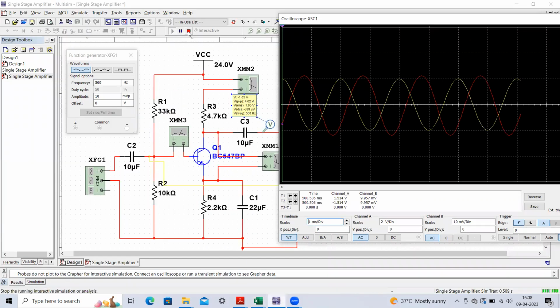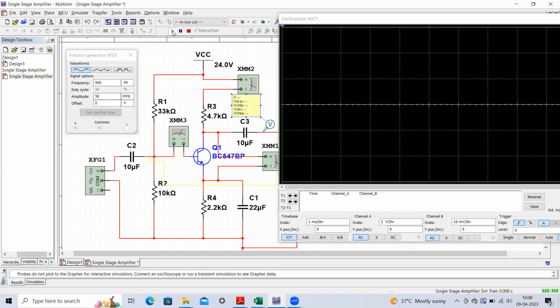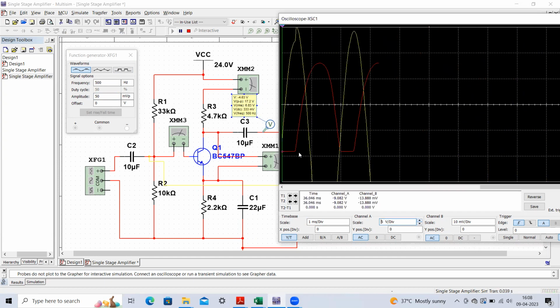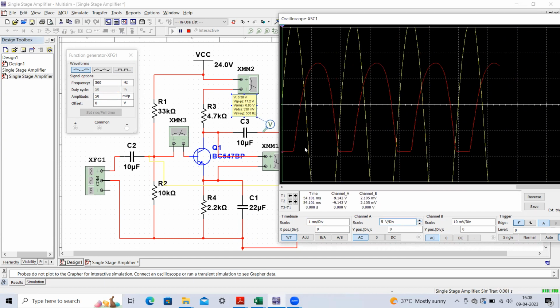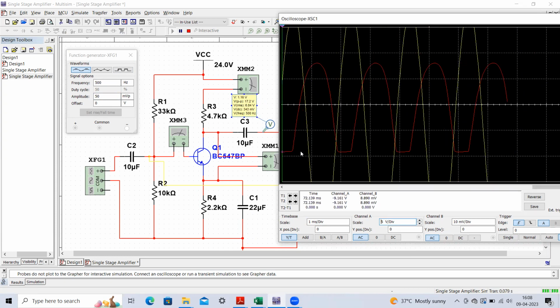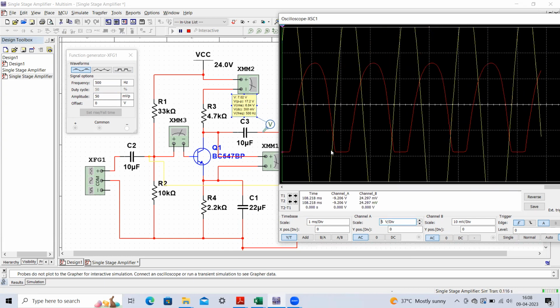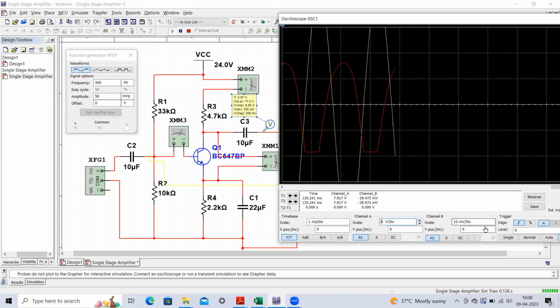Suppose we change this value and make it very large, let us say 50 millivolt. Then the peak to peak value will become 100 millivolt. If we execute this circuit, here we can see what will happen to this waveform. You can see this output waveform is getting distorted. The bottom portion is getting clipped.